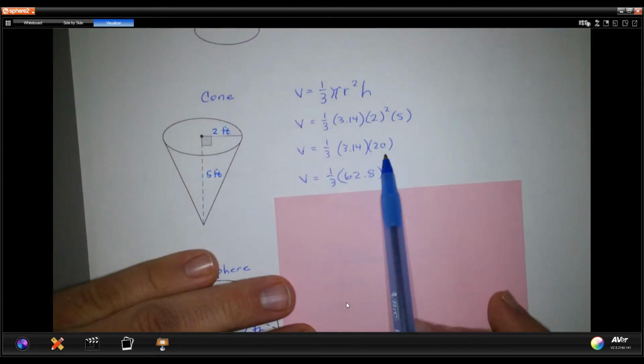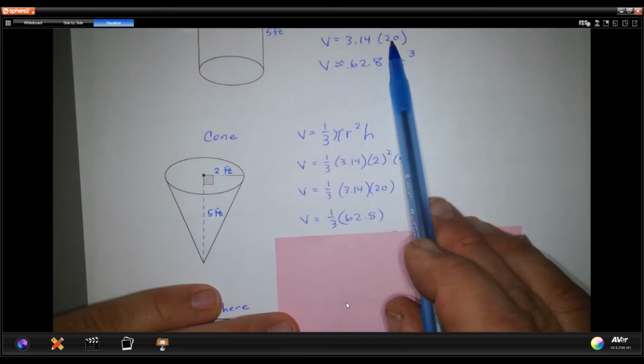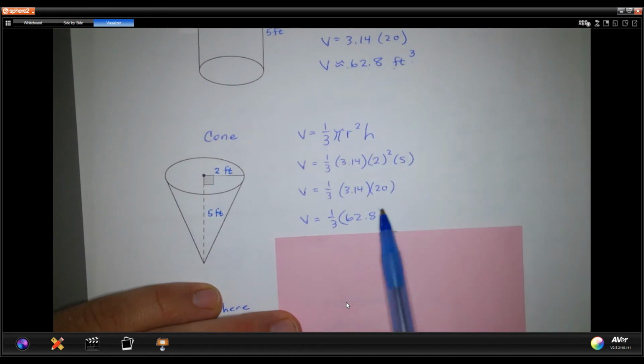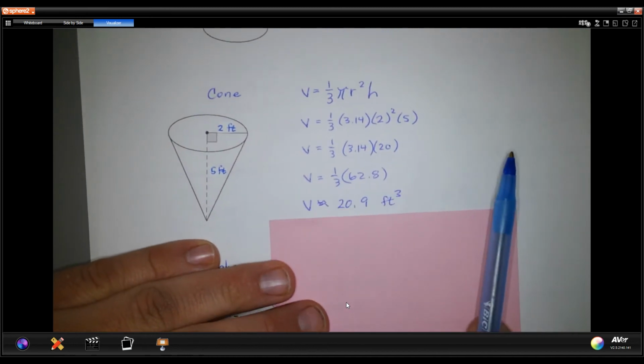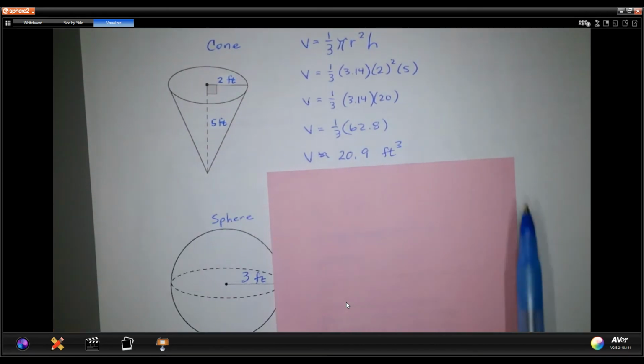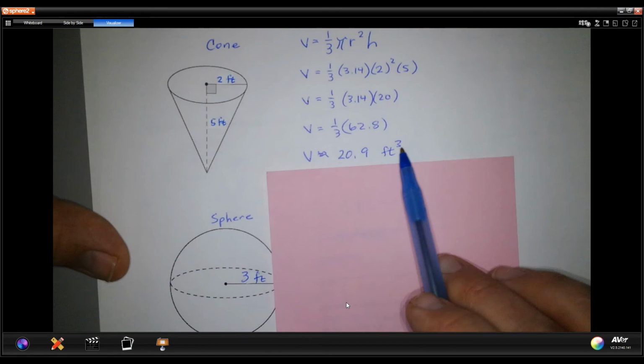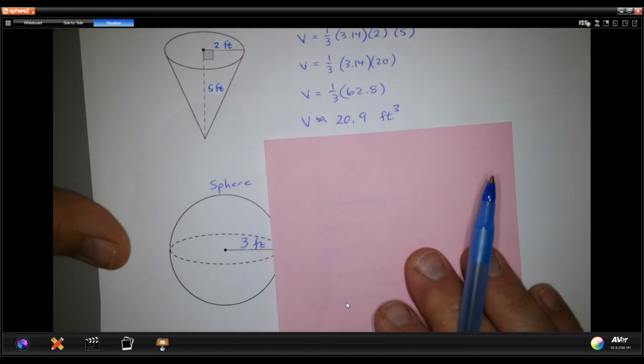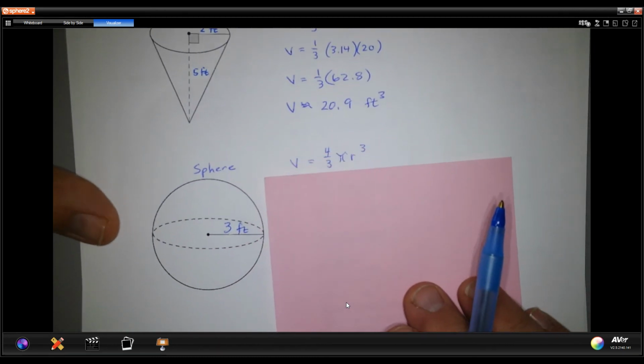Something cool about this problem is that we knew that pi times 20 is 62.8, so we can just bring it straight down here. Multiply by 1/3 or divide by 3 to find out that the volume is 20.9 feet to the third power. A sphere is just a little bit different.